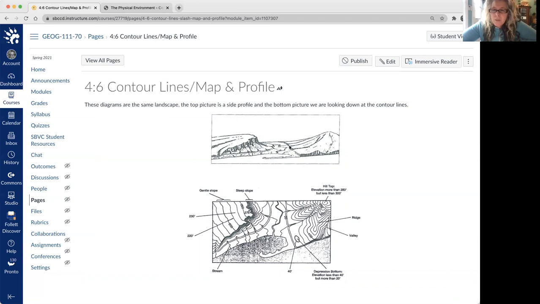Right, and then we have a depression here, or we have a creek flowing through here. Here's where we have a depression. That would be here somewhere. You can tell ridges. Here's the ridges.